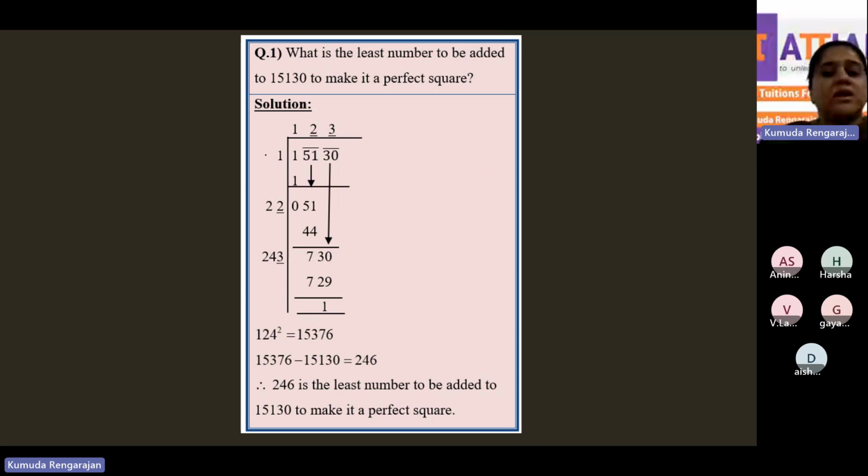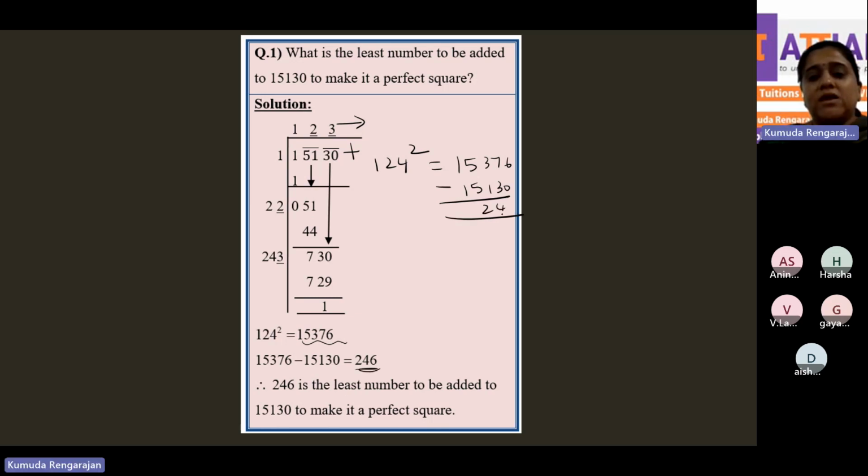I repeat the method. Now you need to add something to this, meaning you need to make this number bigger. The procedure is take the successor of the quotient. What is the successor of 123? 124. Find the square of 124. That is 124 into 124. The product is 15,376. Now this is a new number. Minus the number which is given to you, 15,130. The difference is 246. So 246 is the smallest number that is to be added to make it a perfect square.